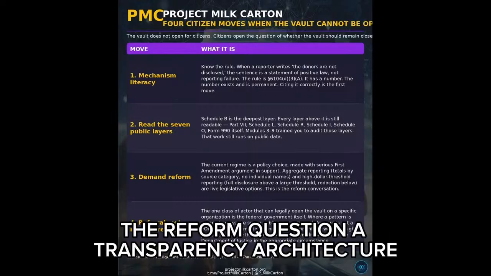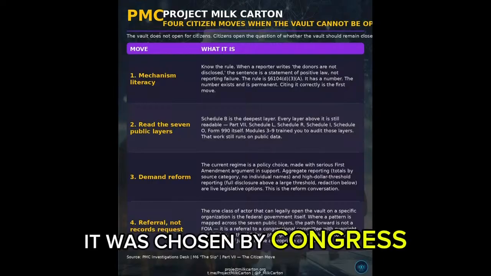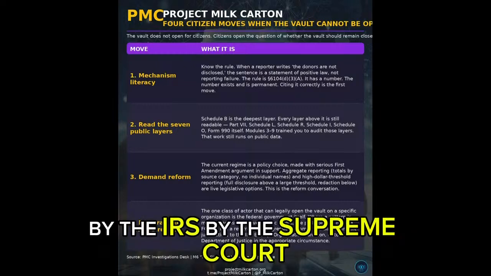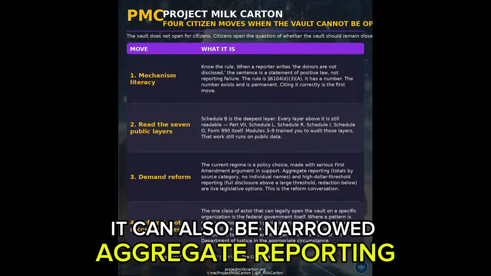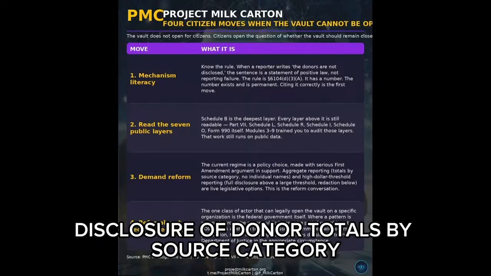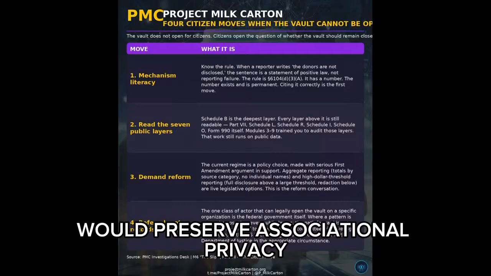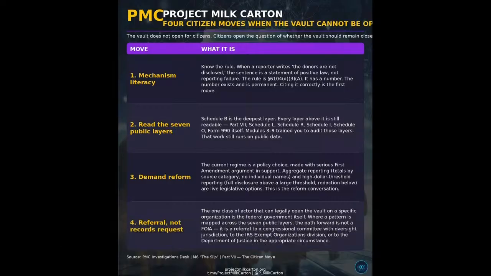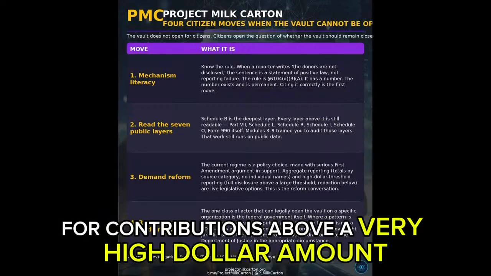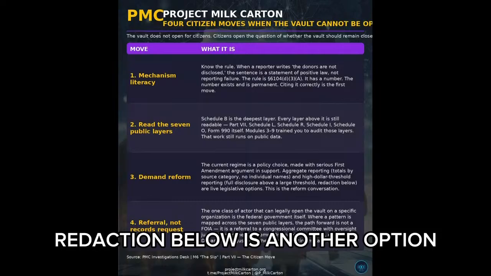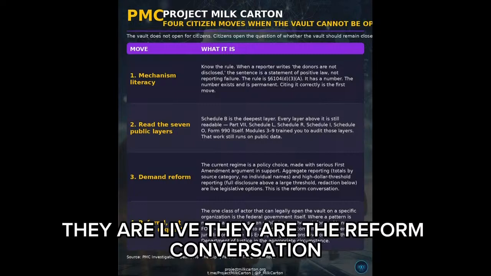Third, the reform question. A transparency architecture that stops short of donor identity at the final layer is a policy choice. It was chosen by Congress, by the IRS, by the Supreme Court, with serious constitutional argument in support. It can also be narrowed. Aggregate reporting, disclosure of donor totals by source category without individual names, would preserve associational privacy and close the accountability gap. A threshold-based rule, full disclosure for contributions above a very high dollar amount, redaction below, is another option. These are legislative questions. They are live. They are the reform conversation.